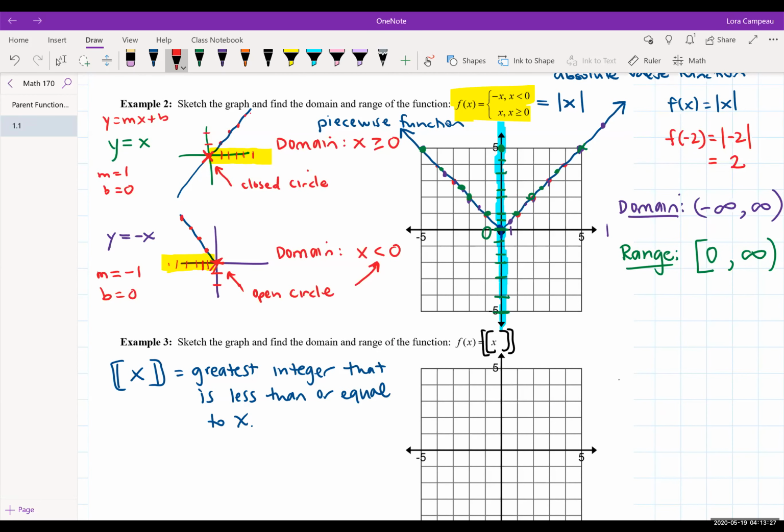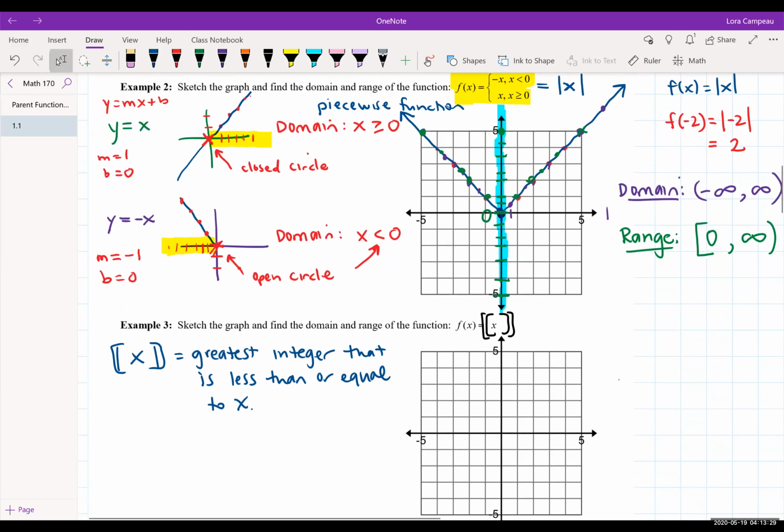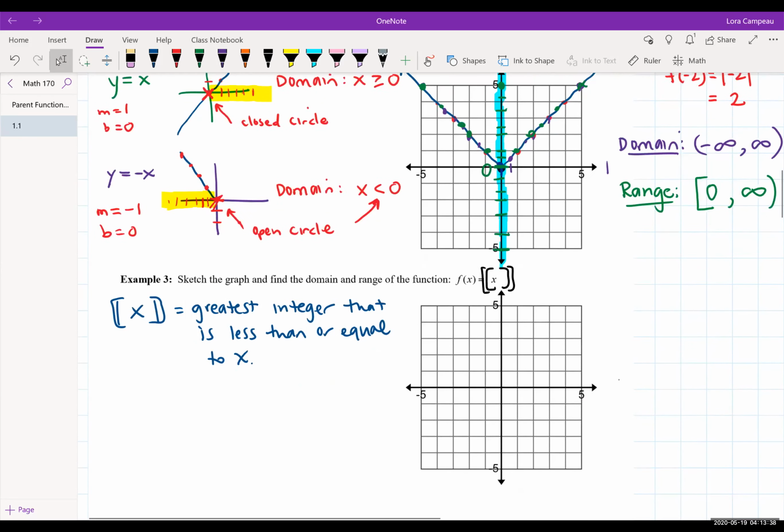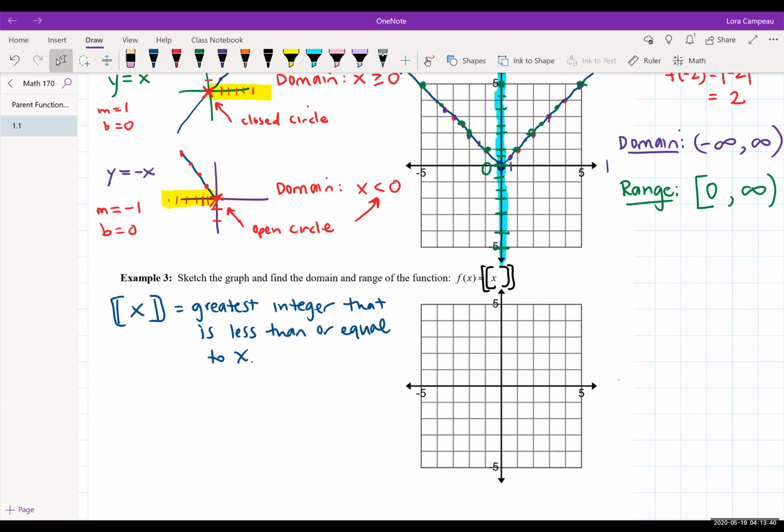But the greatest integer function gets a little bit more confusing because there's a lot of things going on in the graph. It's a pretty graph, but we have to kind of analyze what this means before we actually start playing with the graph. So I like to do this on a number line. So I'm going to pull up a number line. I'll just draw a number line for myself.